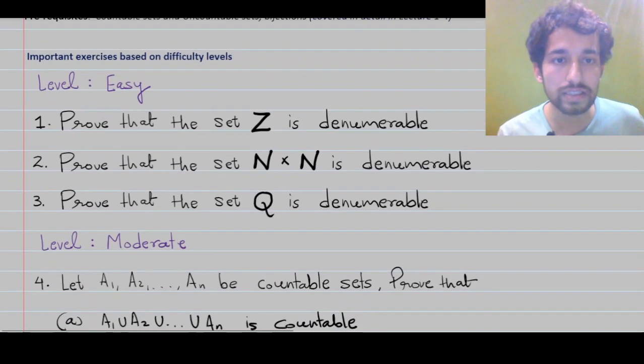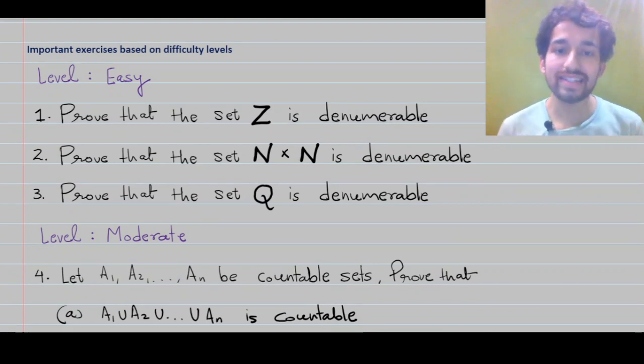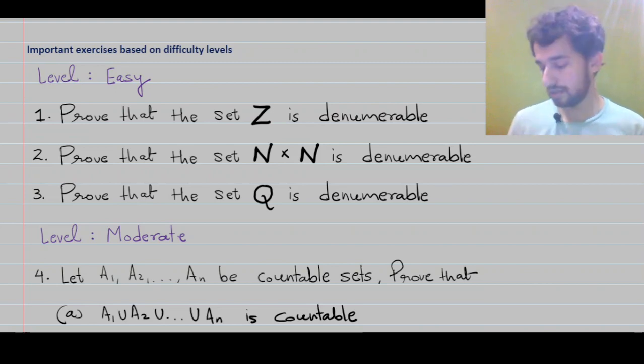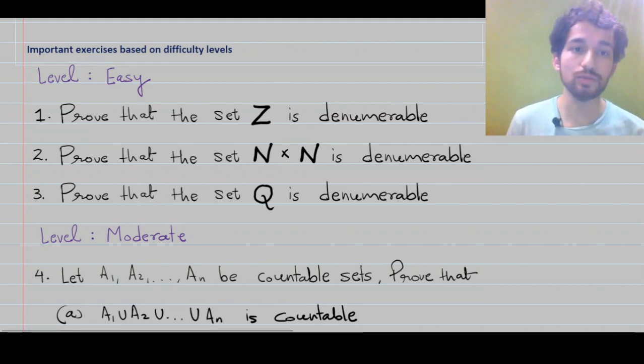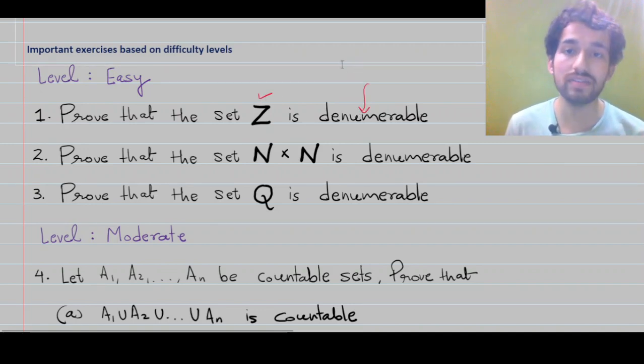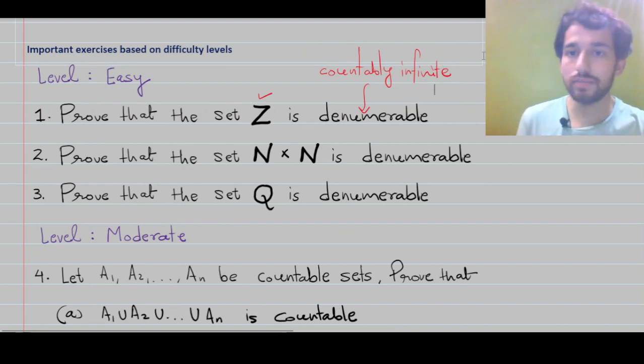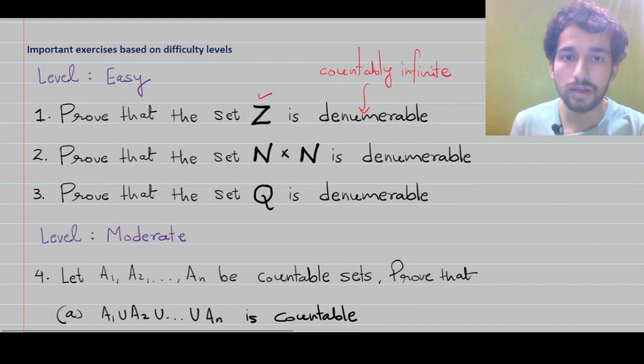Let's look at our first exercise of the day. It says: prove that the set Z is denumerable. Here the bold Z represents the set of integers. And denumerable, which I have already covered in the previous lectures, is the same as countably infinite.